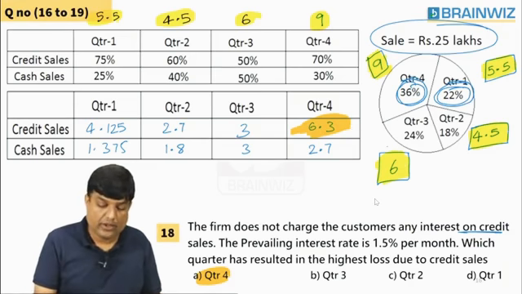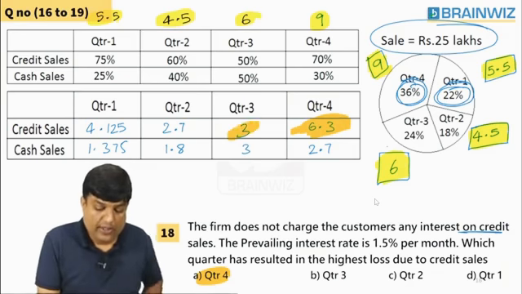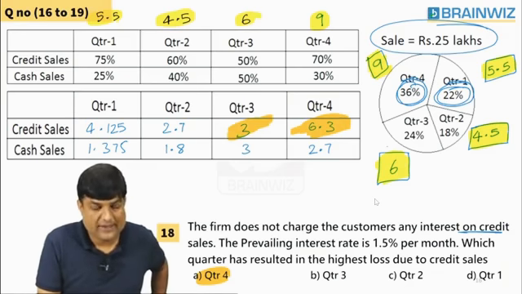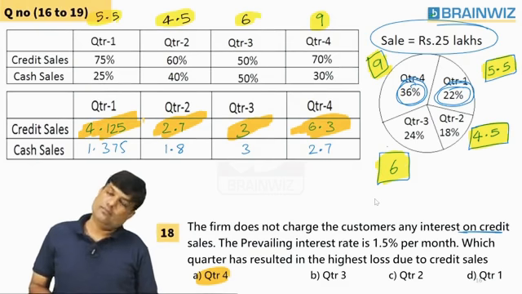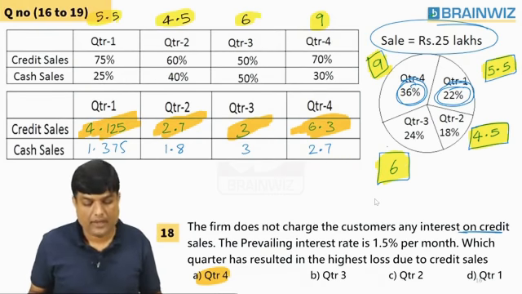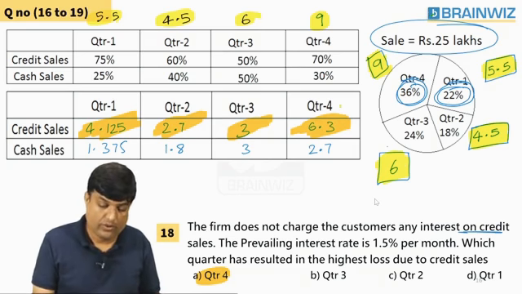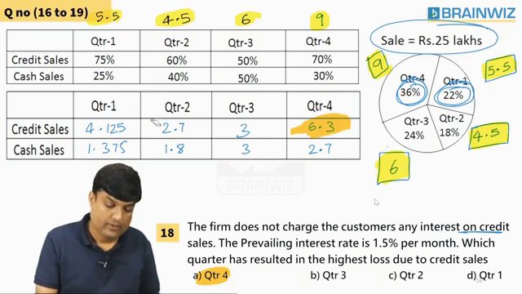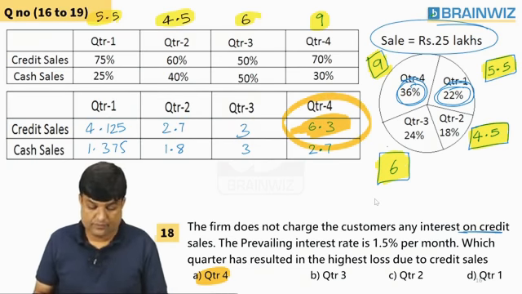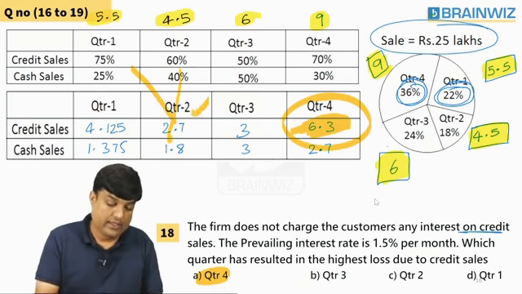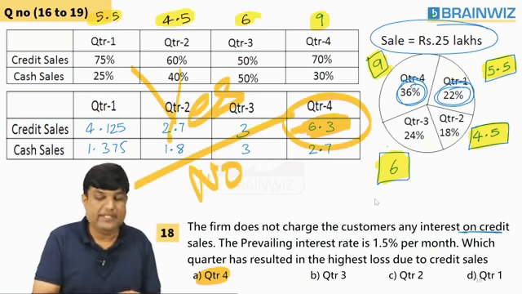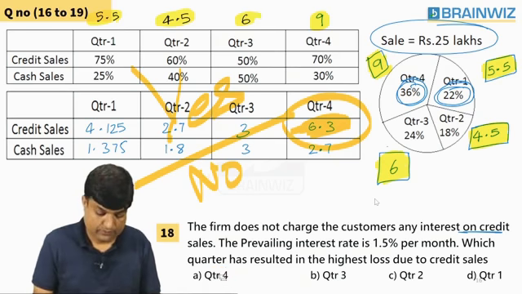So here, quarter, let me just show you. Here, 3 lakhs you have given on sales on credit, 2.7 lakhs on credit, 4.125 lakhs on credit. Understanding, everybody? Clear? So definitely the highest loss you can find out here is in quarter 4, because this is the highest one. Following, everybody? I believe you all are understanding the kind of questions. Say yes or no. Guys, please tell me, are you all understanding?